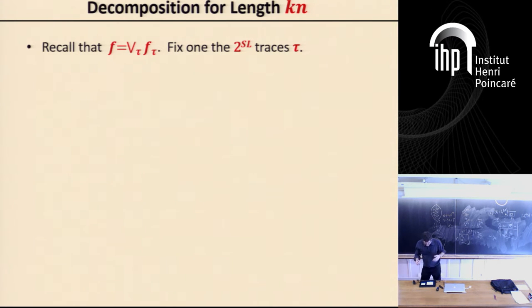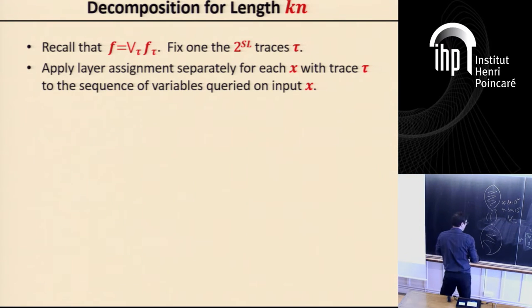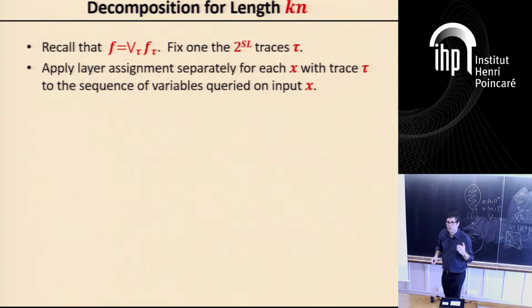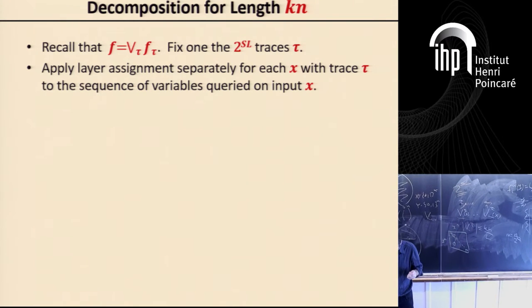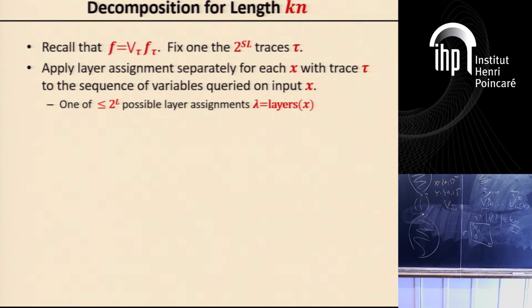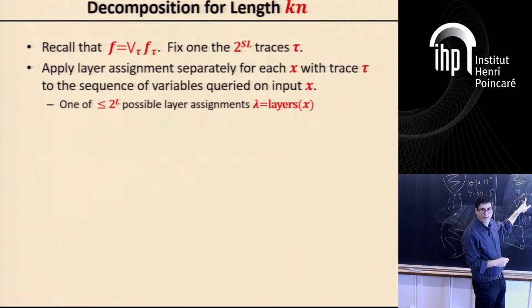So fix one of these traces. We're fixing the traces. In a general branching program, we don't have these sets. They might vary. This is a function that depends on x for that particular branching program. But for each of the ones with that particular trace, there are 2 to the L possible ways that you can split these between Alice or Bob, right? We flipped a coin: do we give it to Alice or Bob for each of these segments?